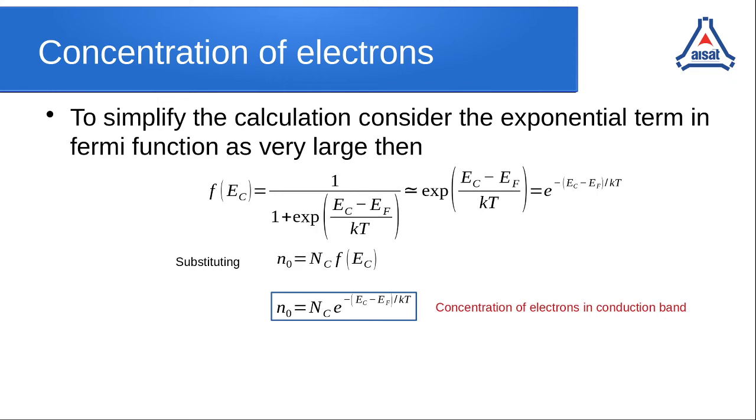Now we consider this in our earlier equation of n. Now we are representing it as n0 is equal to nc into f of ec. Substituting f of ec, we'll get concentration of electrons in conduction band represented by n0 is equal to nc, which is the effective density of state in the conduction band, into e raised to minus of ec minus ef by kt. That you have to keep in mind, that final equation.